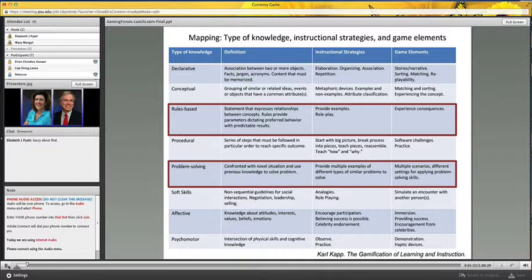And the elements of games that align with these types of knowledge are experiencing consequences and multiple scenarios for applying problem solving. So as we share what we've done, you'll see how these particular game elements are incorporated into this game design.